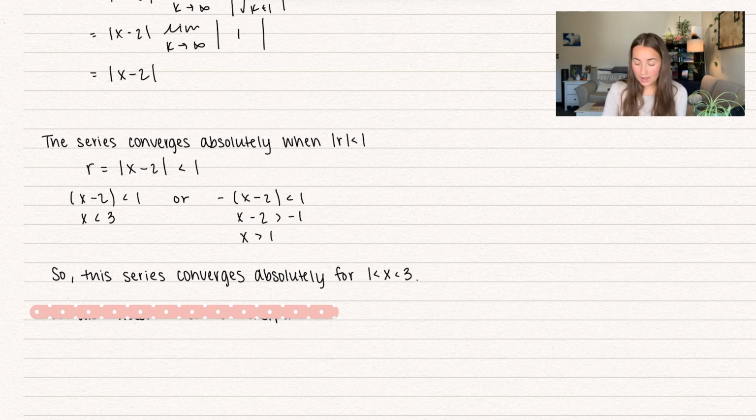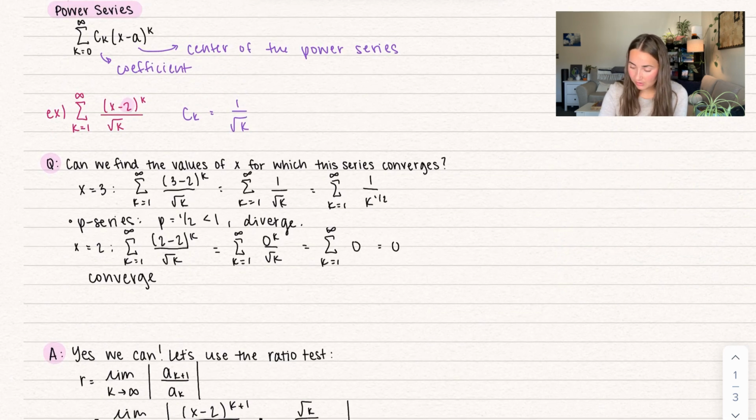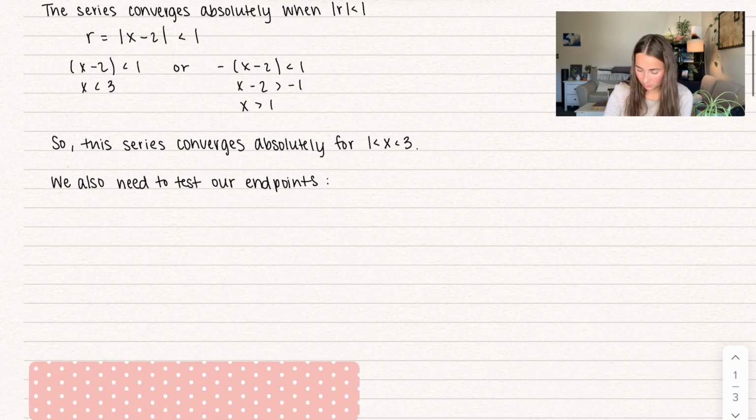But this isn't quite our final solution yet because we have to test the endpoints. Can it equal 1? Can it equal 3? Well, if we look back at when we first plugged in values, we actually plugged in when x was equal to 3. And we found when x is equal to 3, this is a p-series and that it will diverge. So we know when x is equal to 3, our series will diverge.